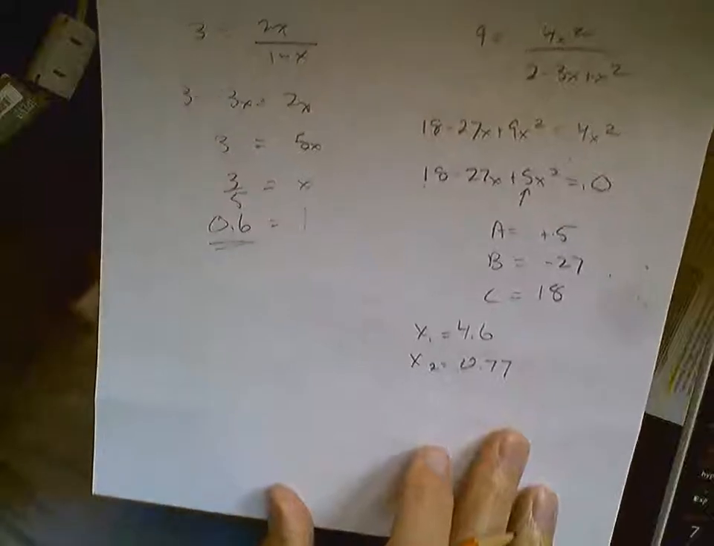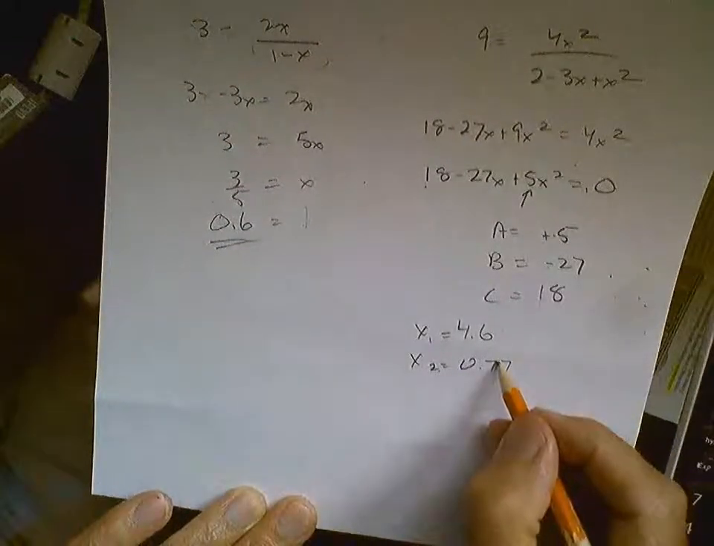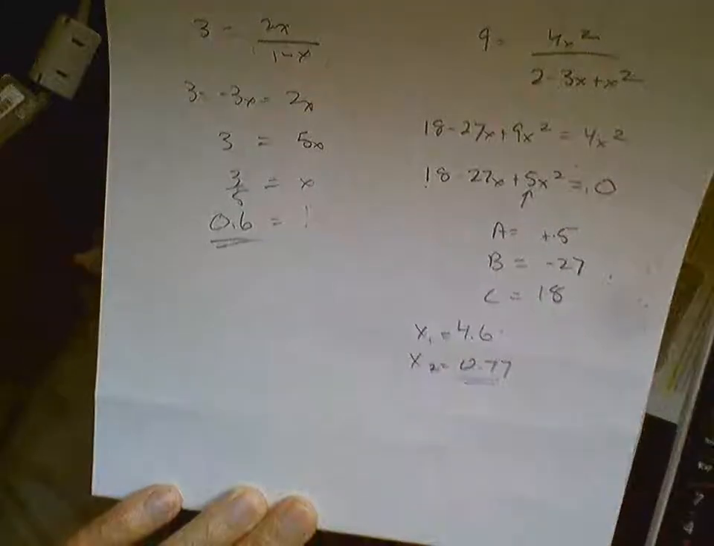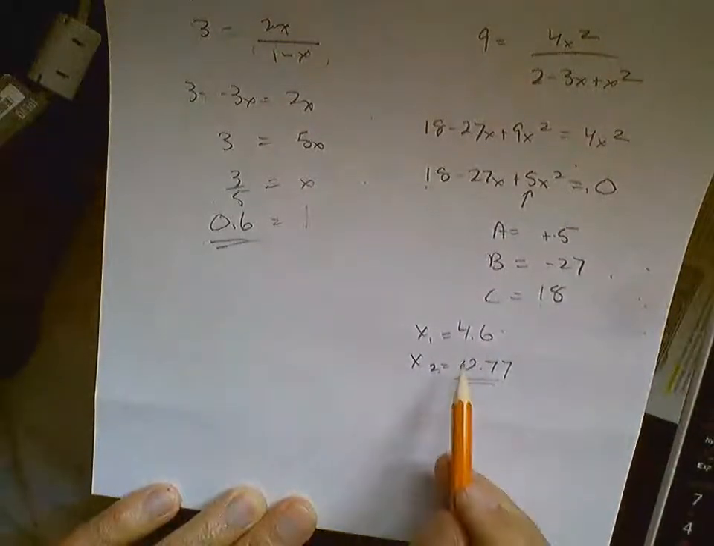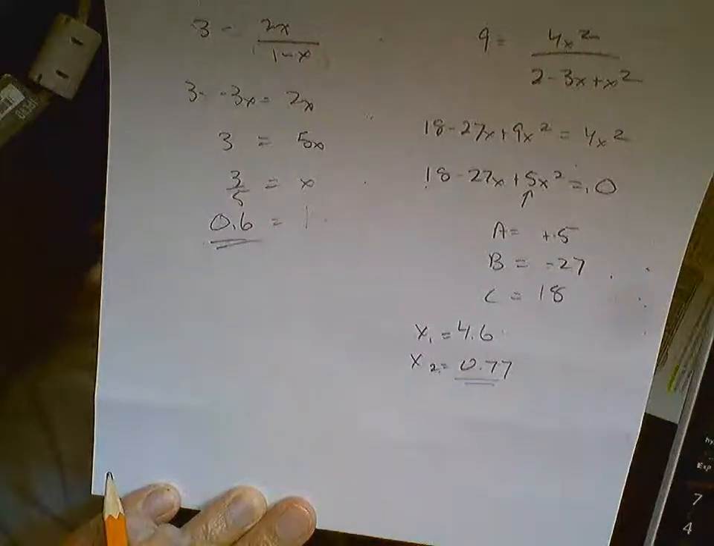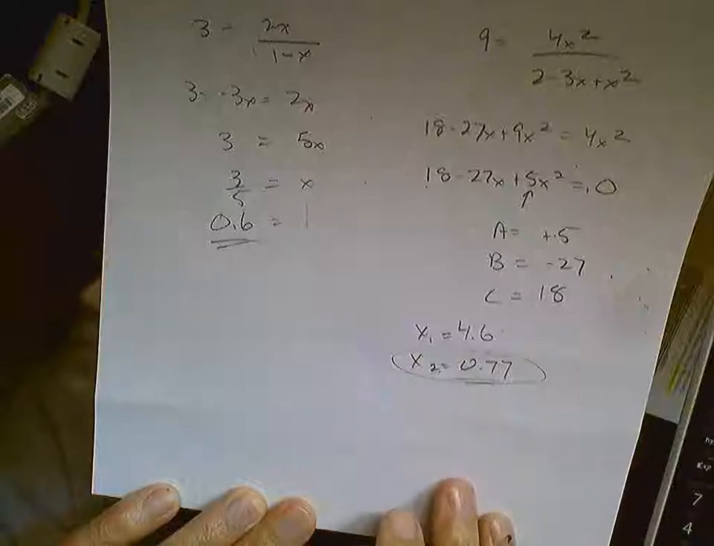Here's a tip. If you get two answers, which you always will, always take the smallest of the two. Here's another tip. If one answer is negative and one's positive, you've got to take the positive. You can't have a negative concentration. So if you got a big or a small, take the small. If you got a positive and a negative, take the positive. We're going to take our x equal to 0.77.